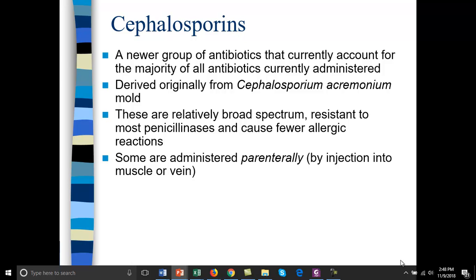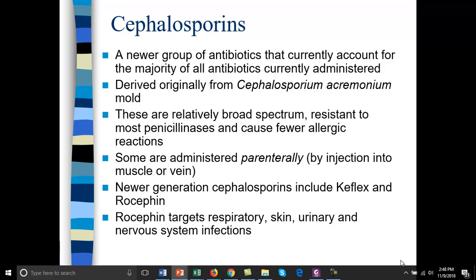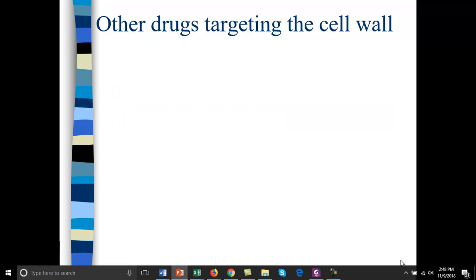Some are administered parenterally, which is by injection into a muscle or a vein. However, the majority of these cephalosporins you could just take orally. Okay. The newest generations include Keflex and Rocephin. Rocephin is good for respiratory infections, skin, urinary tract infections, and nervous system infections.